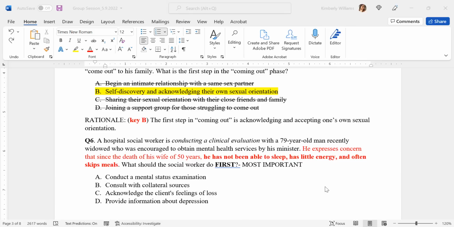All right, so what about D? Provide information about depression. Okay, in a clinical eval. While we're scratching it, anybody want to pause that one? No, I was scratching. Yeah. All right, so we have some riffraff about conducting a mental status examination. So the person who feels like we should do that, tell me why.